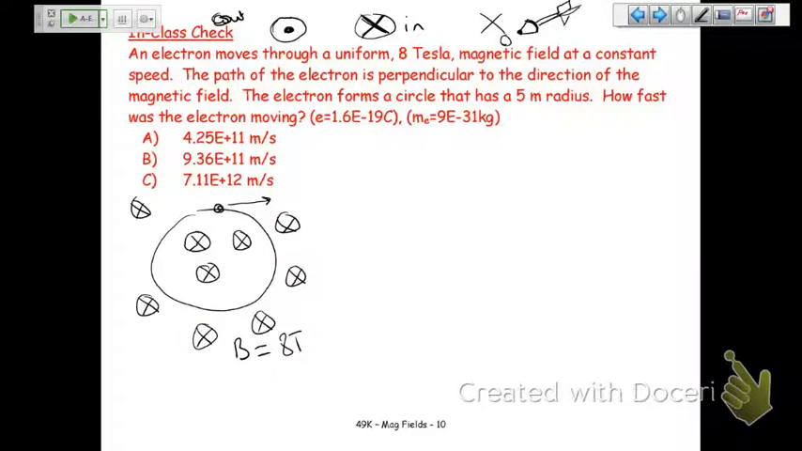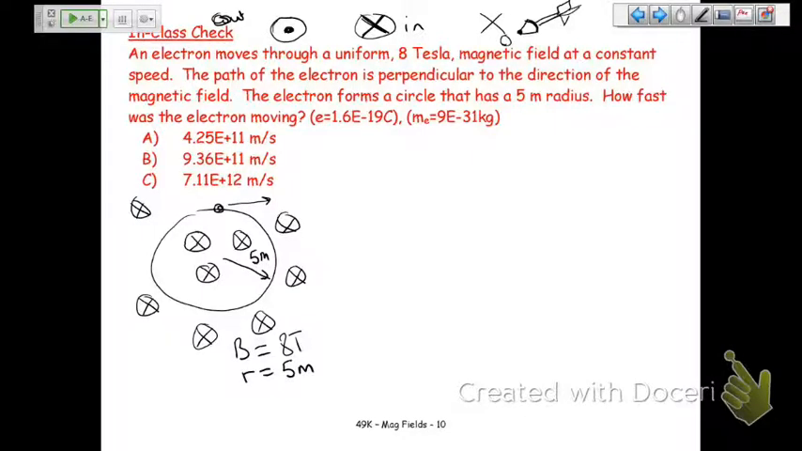The path of the electron is perpendicular to the direction of the magnetic field. So it is. It's going across the page, whereas the magnetic field is going into the page. The electron forms a circle of 5-meter radius. So this is 5 meters. So my R is equal to 5 meters.